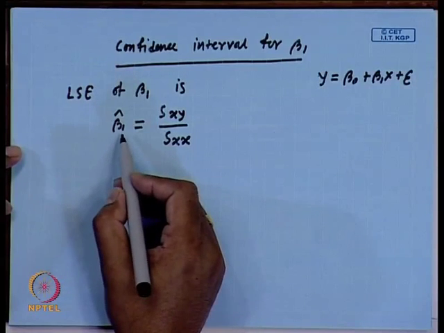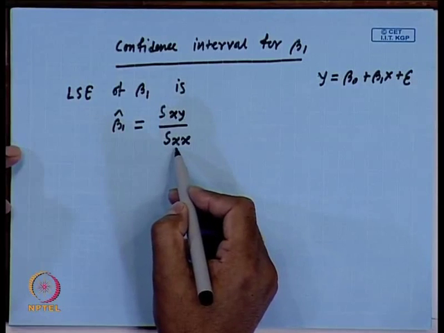So, the concept of interval estimation is that, instead of giving a point estimate of some population parameter, the interval estimation gives an interval such that the population parameter will lie in that interval with high probability, maybe with probability 0.95 or 0.99. The technique to get the interval estimation is that you first find the point estimator of the population parameter, and then you find the sampling distribution of the point estimator.